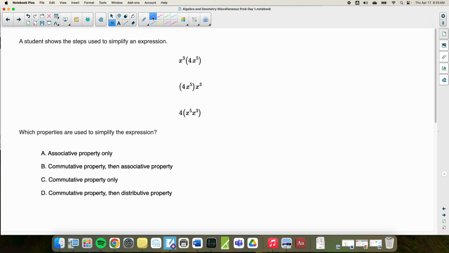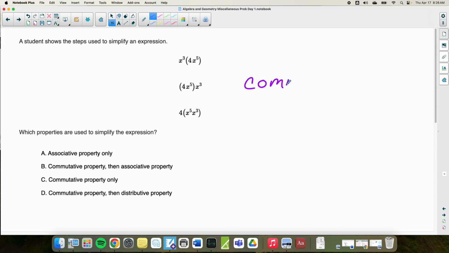Okay? All right, now, this one, we talked about associative and commutative yesterday, okay? What they want you to do here is figure out, what did they do from here to here? What property did they use, okay? Did they just move the parentheses? No, right? What did they do? They flipped them. Yeah, they took those two and flipped. What is that called? Commutative, yeah?